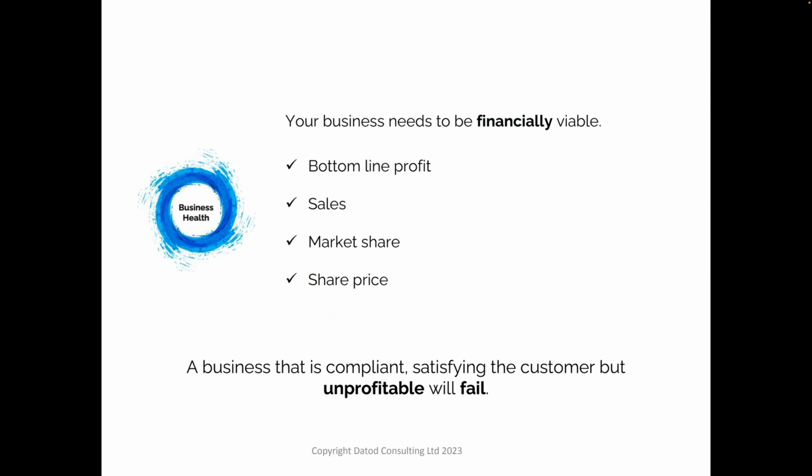Again, a business that is compliant and satisfying the customer can still fail because it's unprofitable and it's not selling products that are actually growing the business. They may be very compliant products. They may be even products that actually the customer likes. But if it's not making money and sustaining the business in the long term, then actually that's a big deal for the long term viability of the organisation or business.